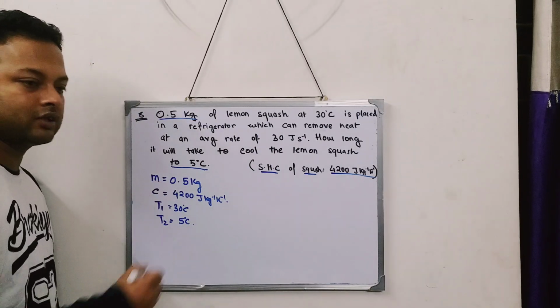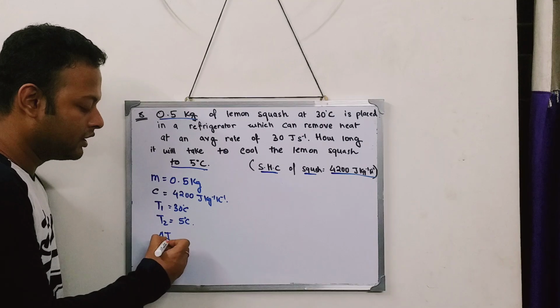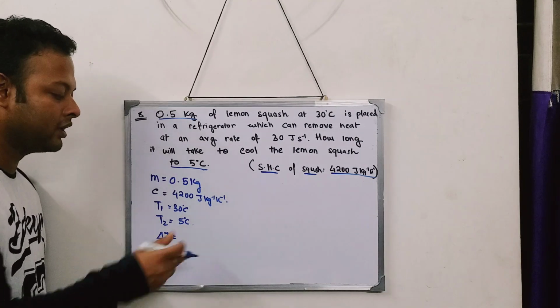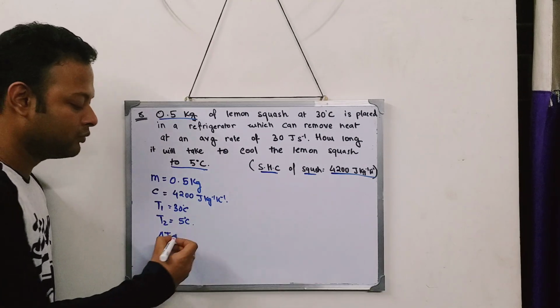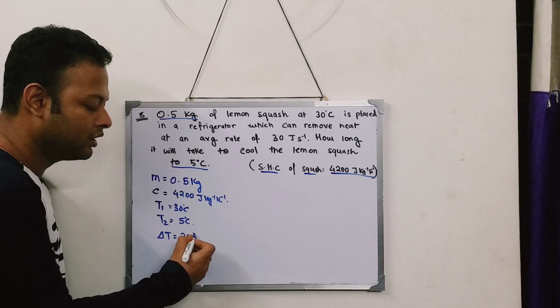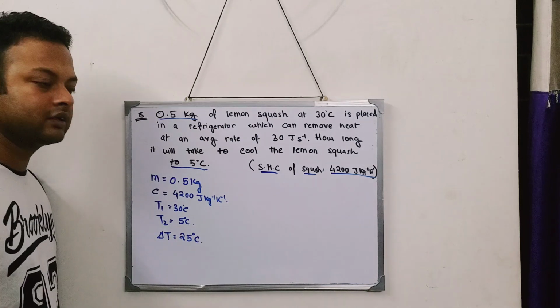So what is the difference of the temperature? Delta T. Delta T, as I always told you, is higher minus lower. So it will be 30 minus 5, which is equal to 25 degrees centigrade. This is the delta T.